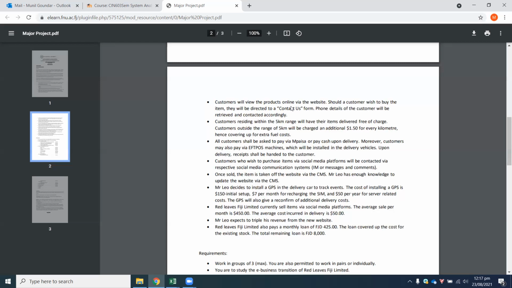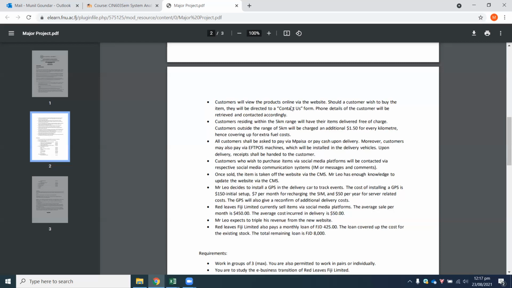Now, how will the FPOS machine be installed in every delivery vehicle? Do note that FPOS machines are portable machines. All you have to do is charge them and you can carry them around, and they work on a network basis. That network is connected through a SIM card. Generally it has a SIM card in the machines.